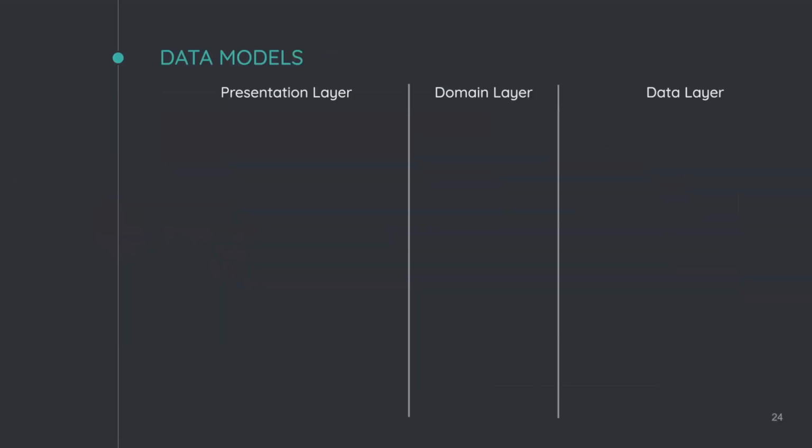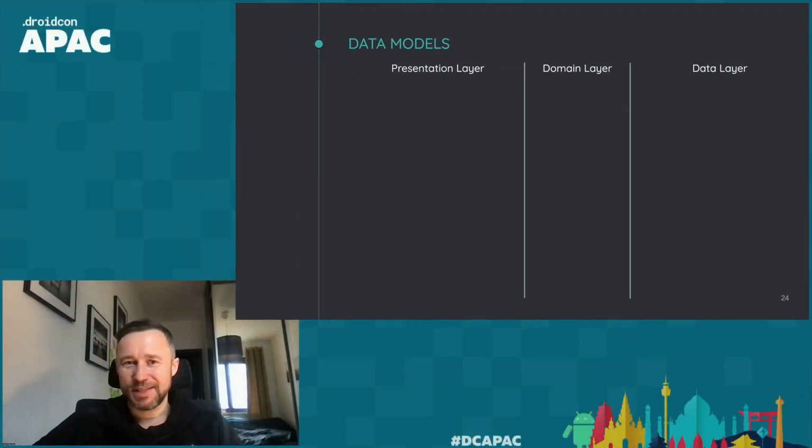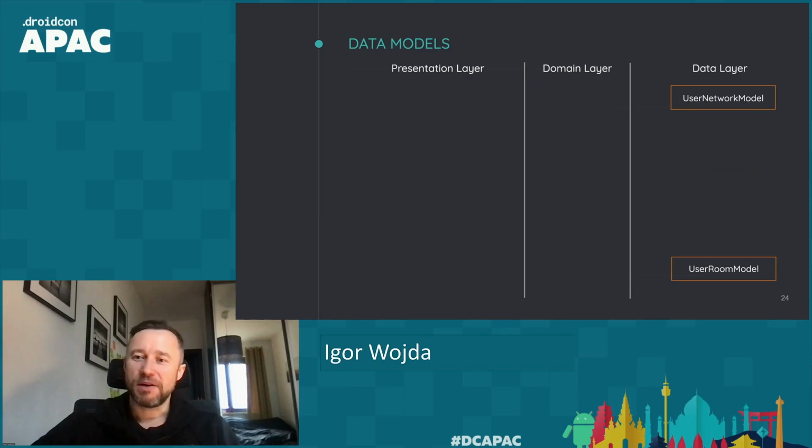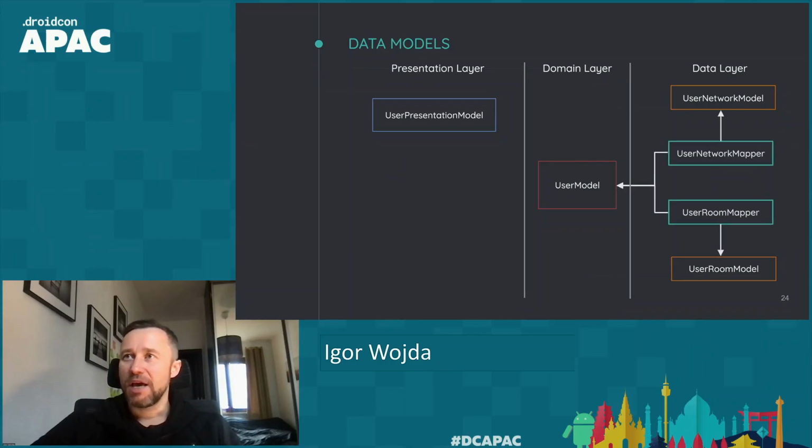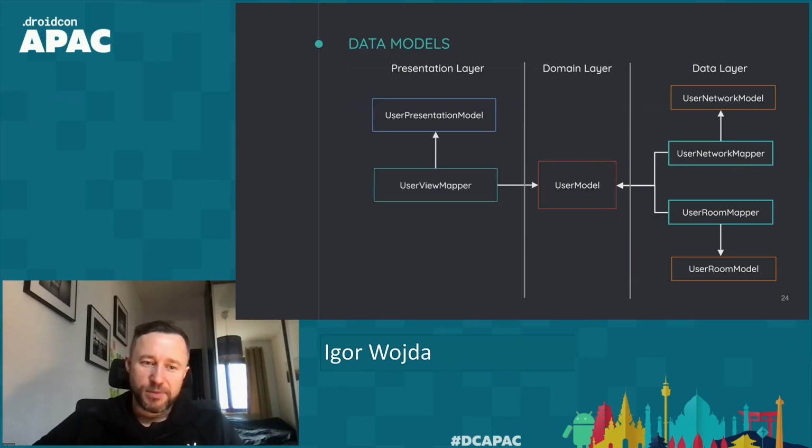The solution is to have separate data models for different layers or different data types. So we'd have one data model for our network data, one for our local database, one for our domain, and one for our presentation if it's required. We need some kind of mappers as well to map those data, because again, domain cannot depend on data, but we'll get back to this soon. And maybe a mapper for every model as well.